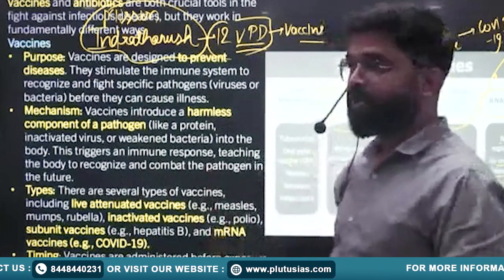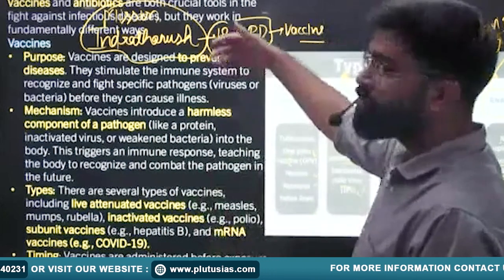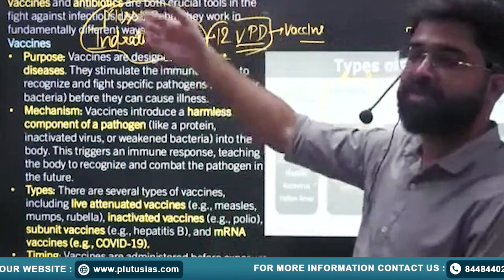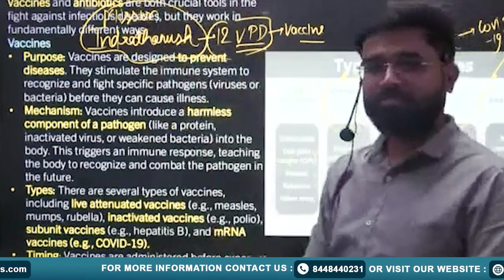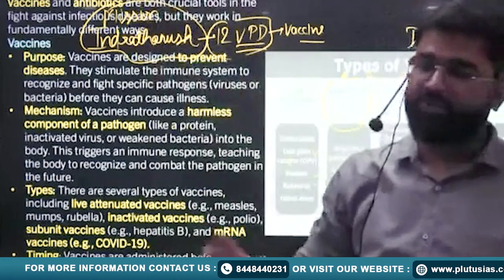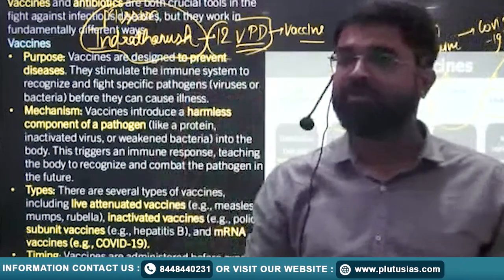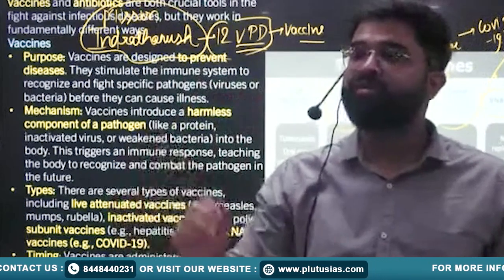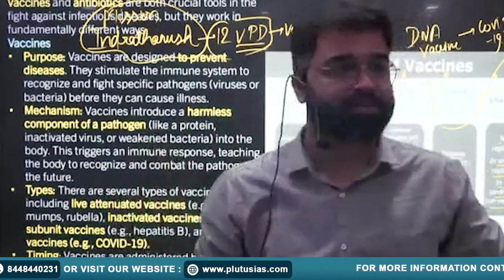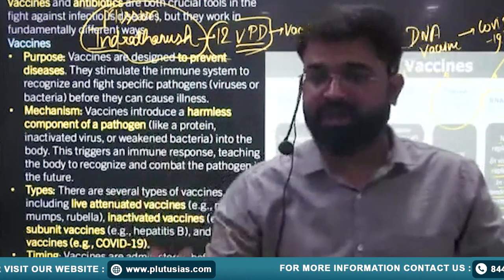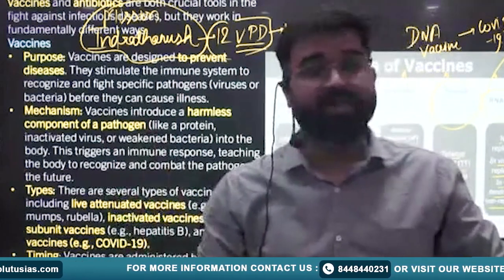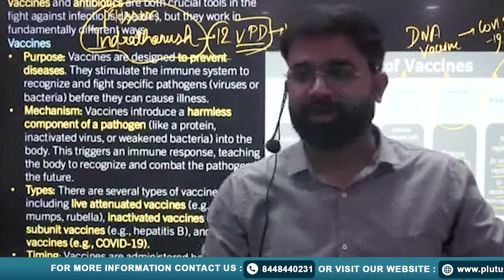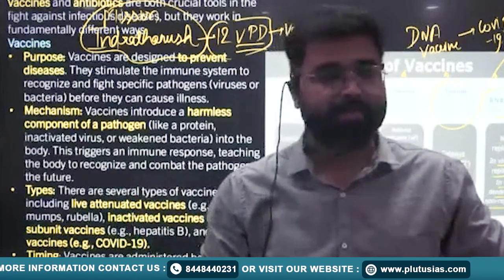Mission Indradhanush. Earlier, this particular program was known as Universal Immunization Program. UIP was there, but now it is enough for you to remember Mission Indradhanush and those 12 vaccine preventable diseases, that for which diseases these vaccines are being given, okay? Have a look once, the names of those 12 vaccines, 12 diseases should be remembered, okay?